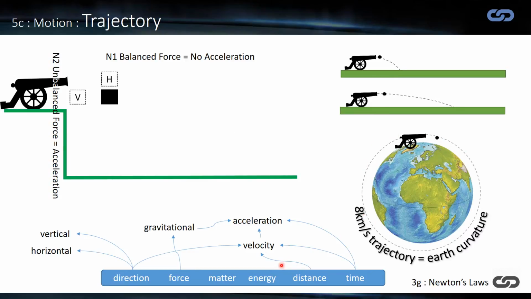So down here at the bottom we have the idea of velocity made up of distance per time and also direction, and if we have time again we get acceleration. The force, as we said, was gravitational, and in terms of direction we have to think about the vertical direction and the horizontal direction.